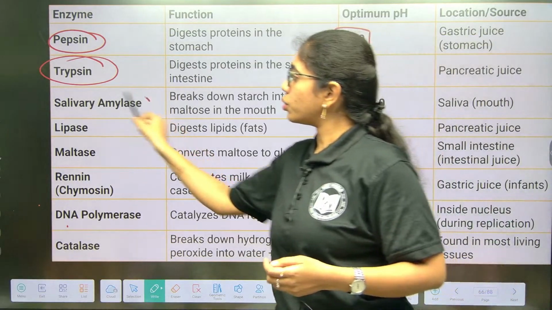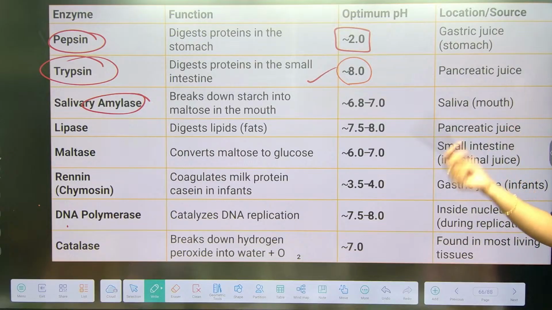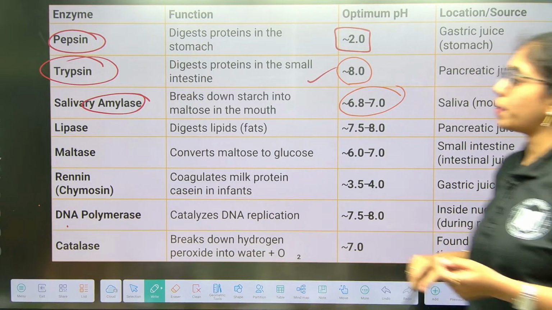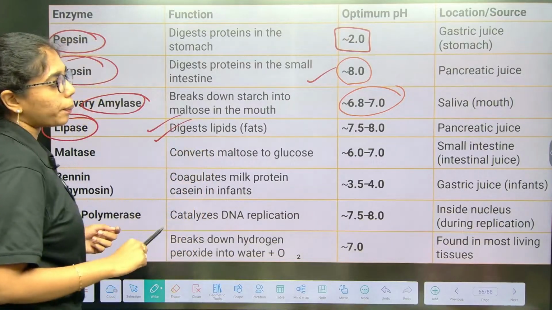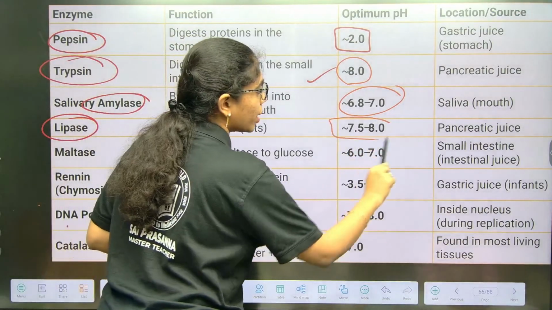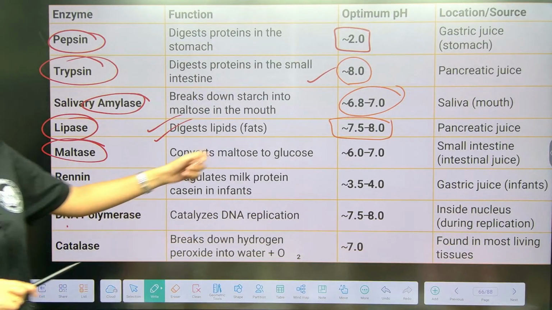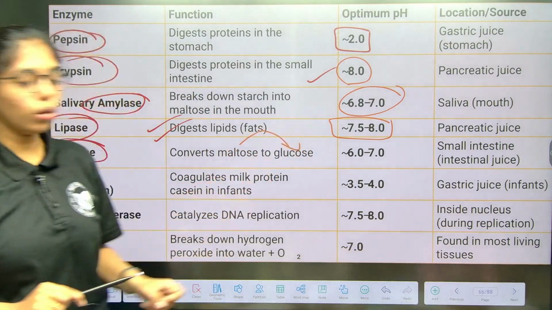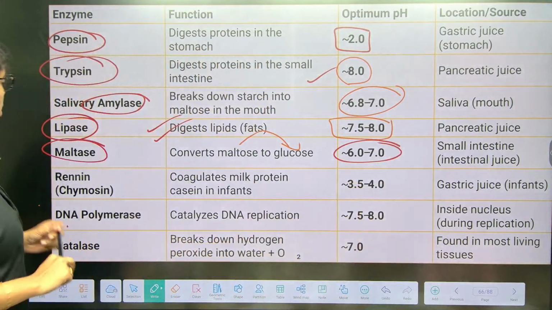Salivary amylase, what is its main role? To break starch into maltose in the mouth. Its pH will be basic only, 6.8 to 7. Lipase will digest lipids. Optimum pH will be 7.5 to 8. Very good. Maltase converts maltose to glucose. pH is 6.0 to 7.0.